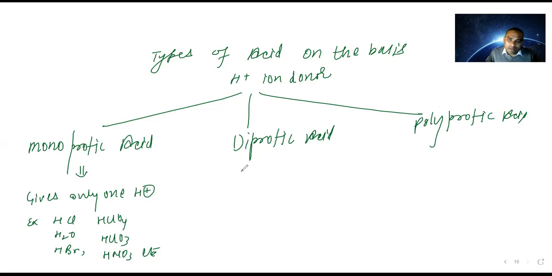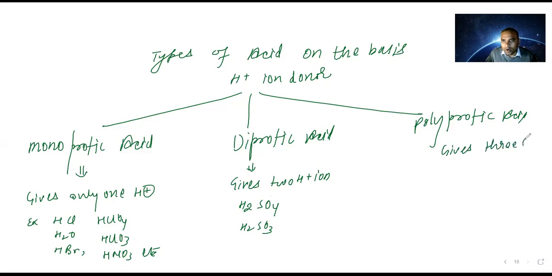Next one, diprotic acid gives 2 H plus ions. Like if you are talking about H2SO4, H2SO3, this type of acid is there. Next one, polyprotic acid gives 3 or more H plus ions.